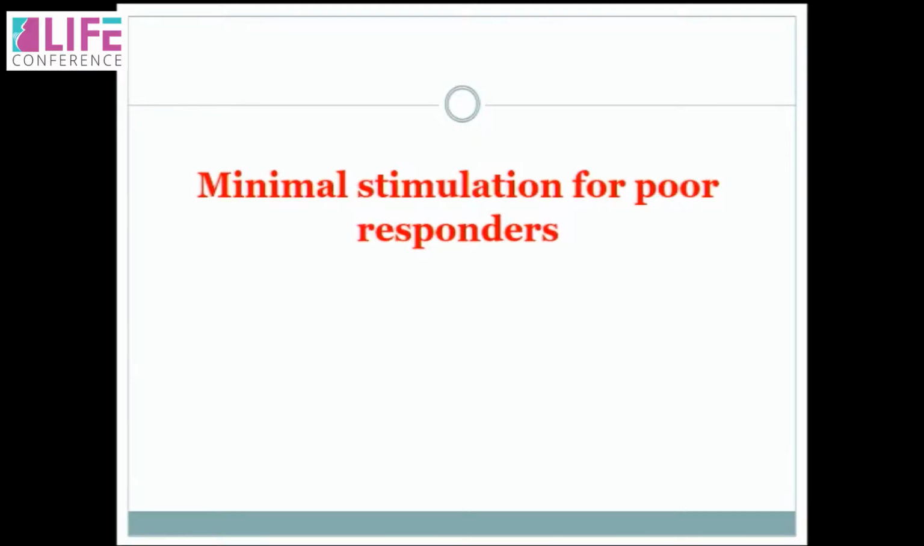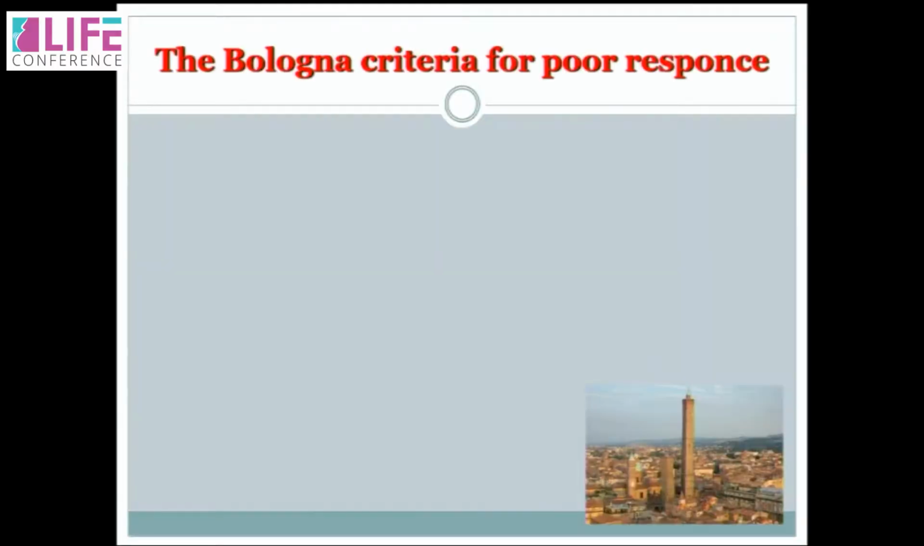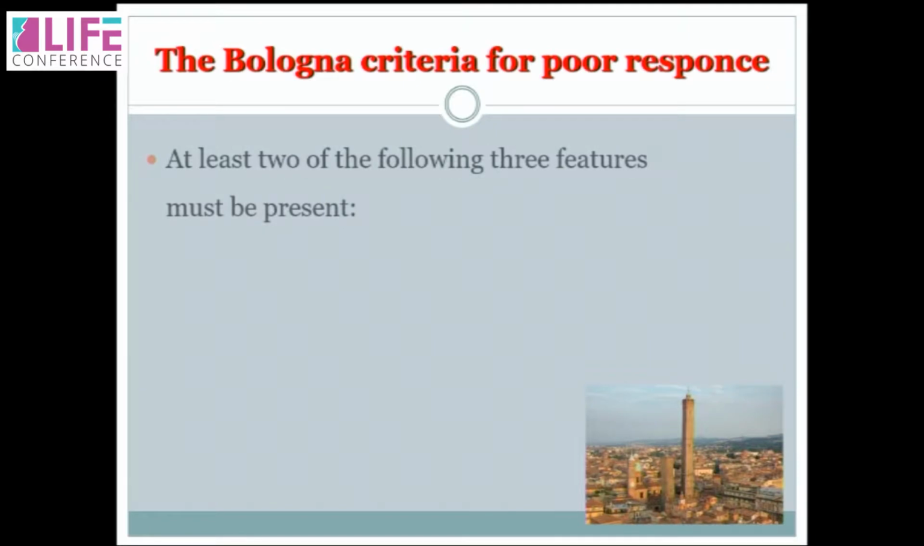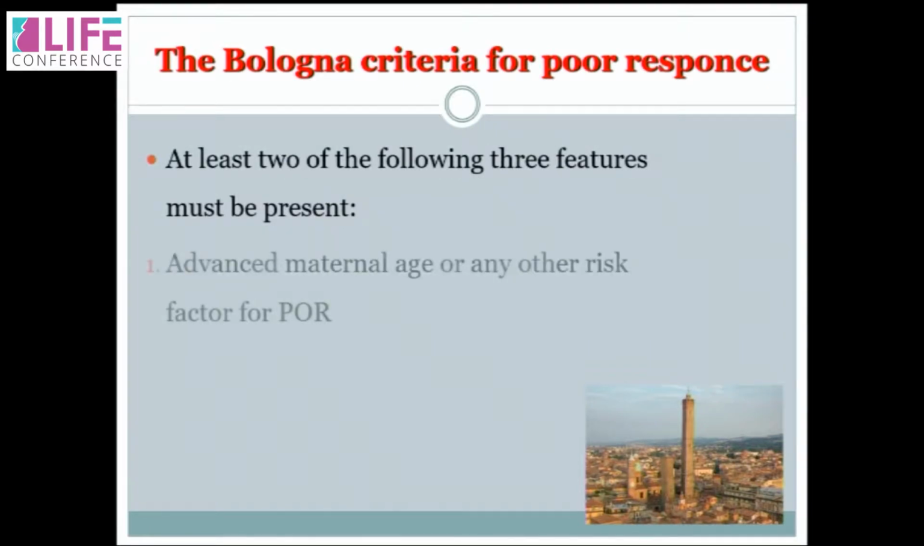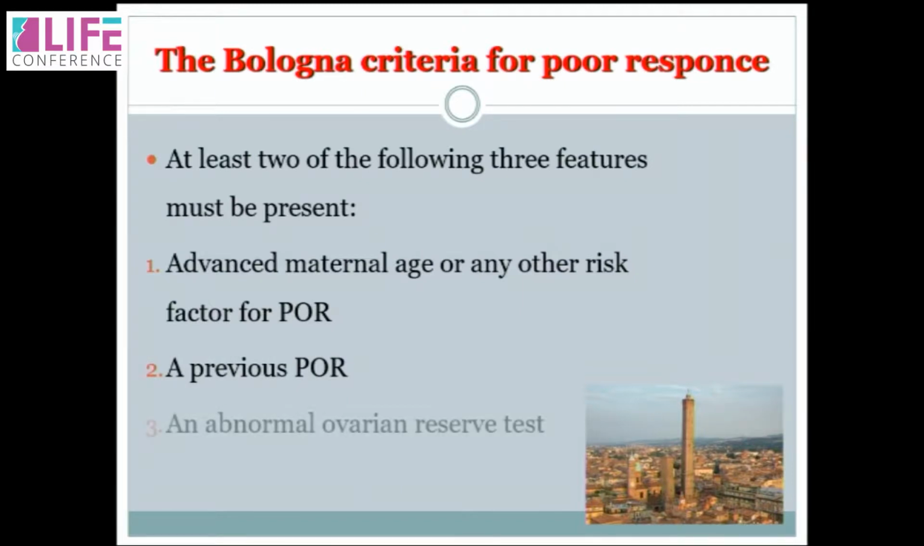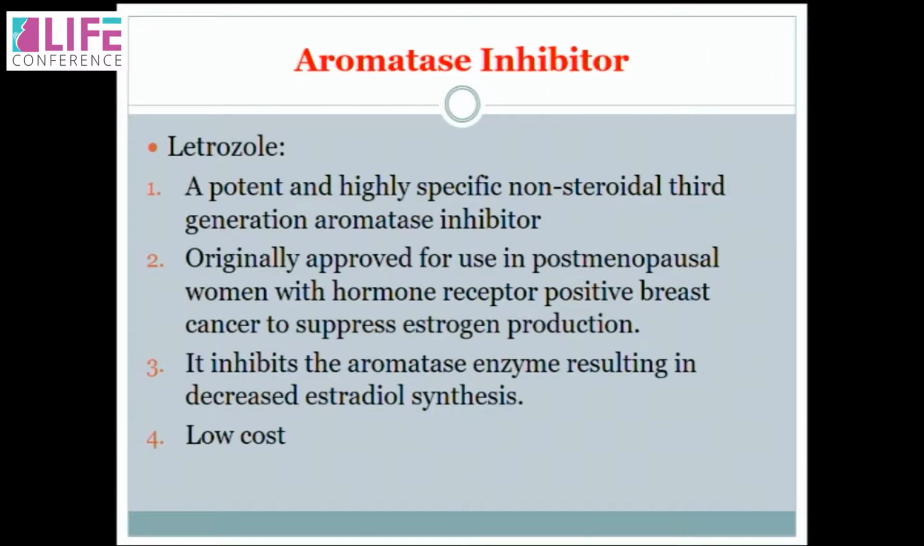After this publication, there was a lot of literature that came out that said that the methodology was improper, but never mind. Okay, so let's talk a little bit about our main thing, which will be minimal stimulation for poor responders. I want to show you again the Bologna criteria that we all know, and we keep on looking at. So advanced maternal age or any other risk factor for poor ovarian reserve, previous poor ovarian response, or an abnormal ovarian reserve testing. Let's talk a little bit about letrozole.